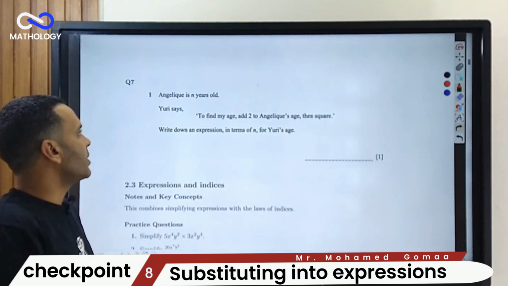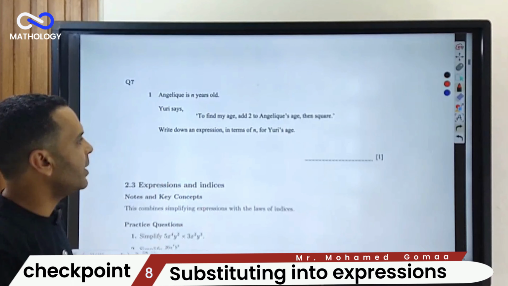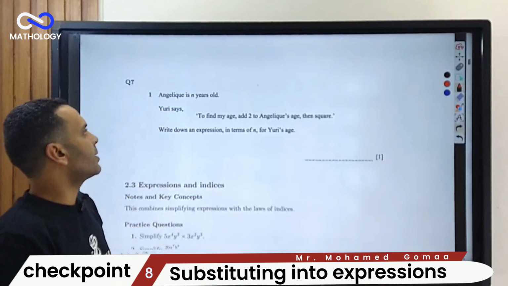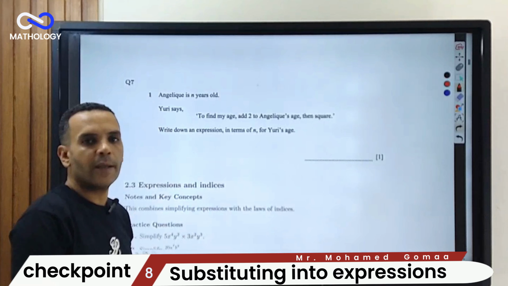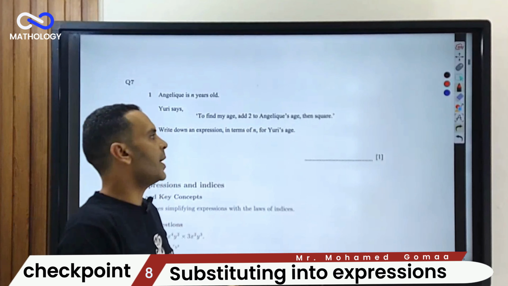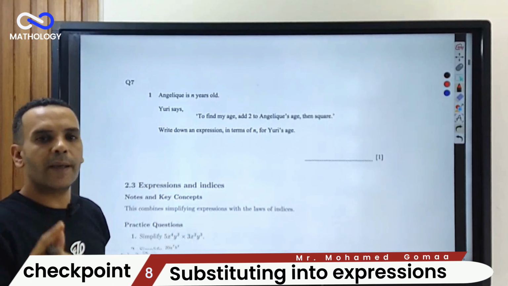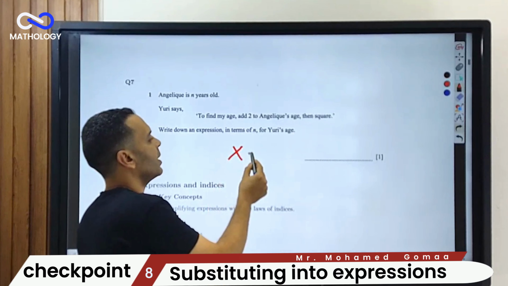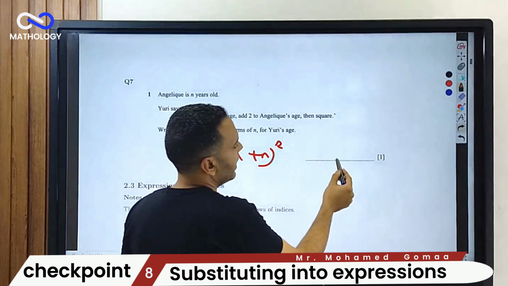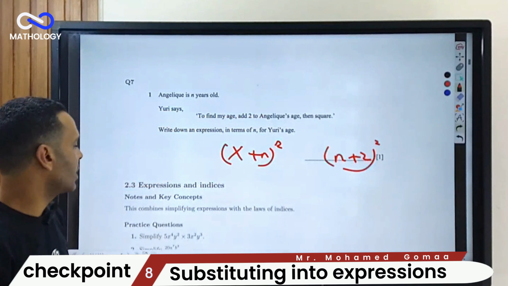Angelic is n years old. Yuri says to find my age, add 2 to Angelic's age, then square. If Angelic's age is n, if we add 2, it will be n plus 2. Then square, it will be n plus 2, put brackets and power of 2 like this one. N plus 2, all to the power of 2.